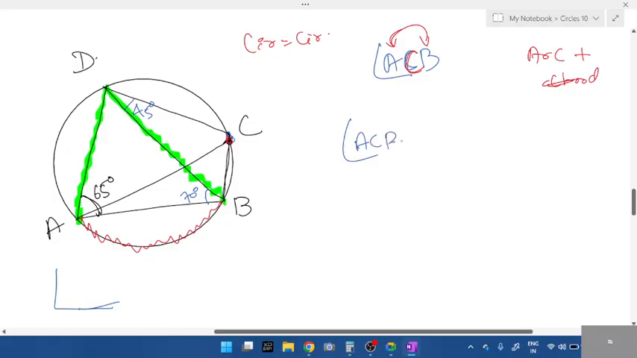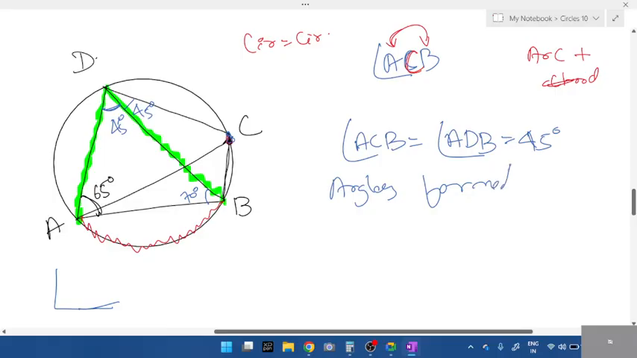Angle ACB will be equal to which one? Angle ADB. What value did we get for ADB? Both are 45 degrees. Is it clear? All of you understood? Angles formed in the same segment is the answer. Any doubts? Just go through this, students. Do you have any doubts?